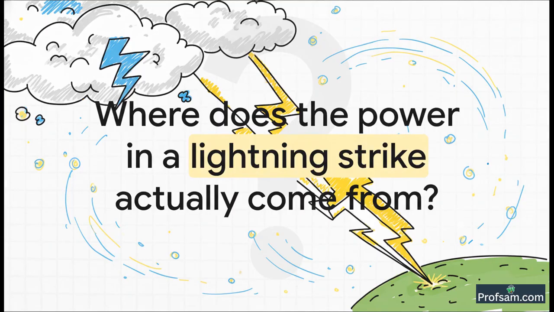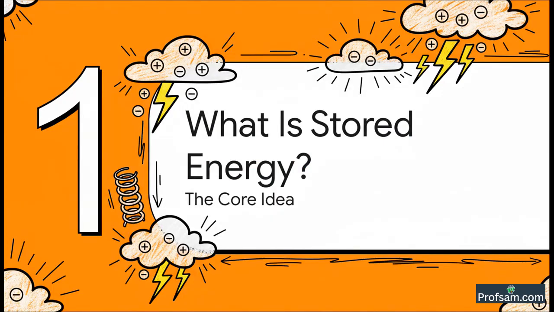So, let's start with something amazing. You've all seen lightning, right? Ever stop to think where that incredible, massive power actually comes from? It's not magic, I promise. It's all about energy that has been stored up in the clouds, just waiting for the right moment to be released. To really get a grip on what's happening in that lightning strike, we first need to understand what this stored energy really is. In physics, we have a special name for it: potential energy.